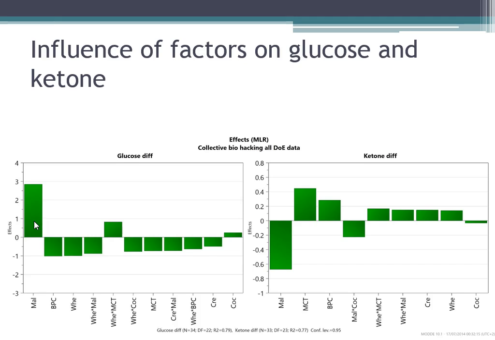So if 1 plus 1 is not 2, then we have interactions. And as you can see, we have plenty of them. And the only way to estimate them is by doing design of experiments. You cannot estimate them if you change one factor at a time. They're very important if you optimize things, because then you want to have a correct model.